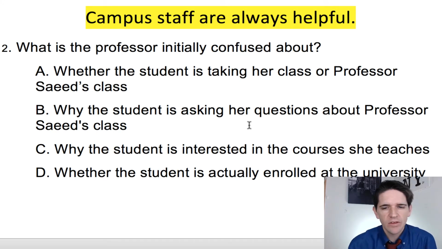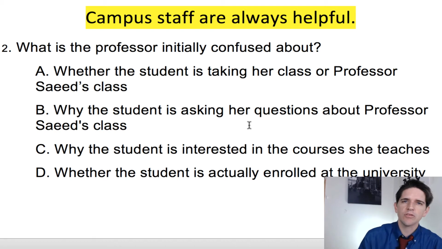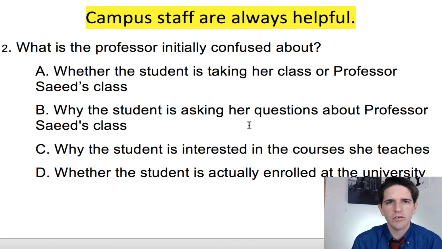Okay. C, why the student is interested in the courses she teaches. Okay, maybe that's confusing. And D, whether the student is actually enrolled in the university. Okay, so I'm going to eliminate D as well. Because in these types of TOEFL questions, these TOEFL listening passages, again, it's between a student and a professor. If the student is not enrolled in the college, they're not going to be talking about this. So sometimes there are choices where you just use common sense, you just think about it for a minute. It's a TOEFL listening passage.